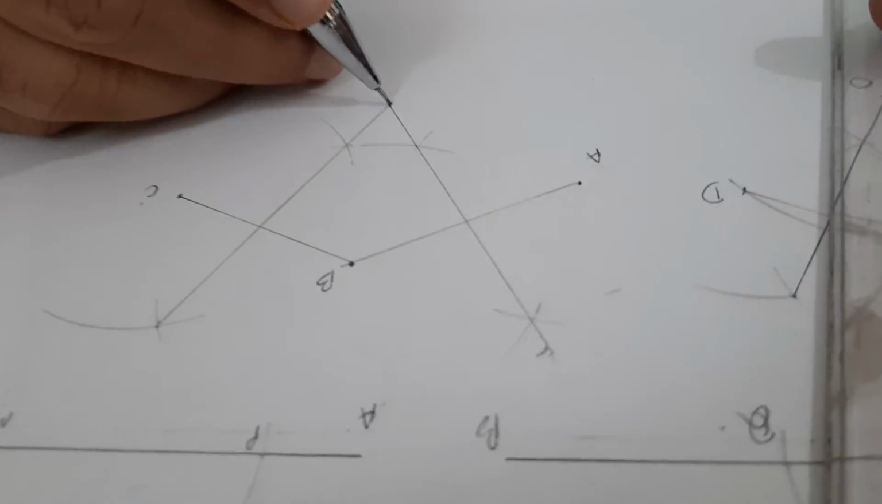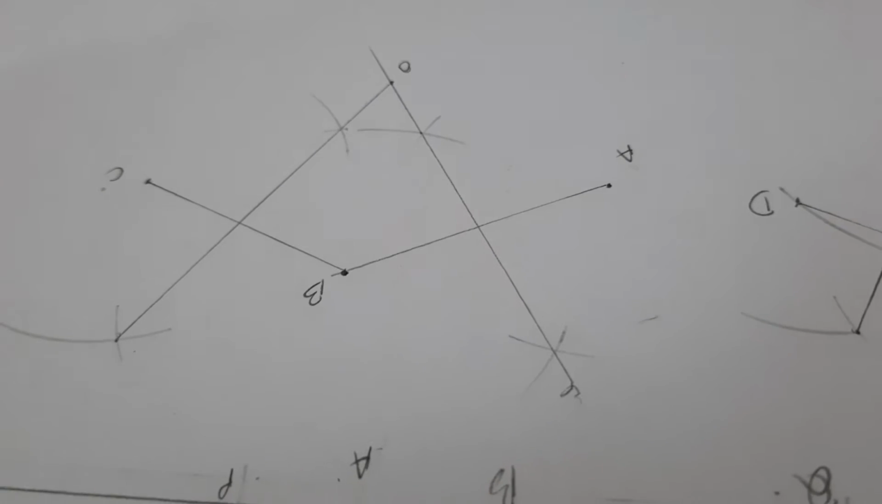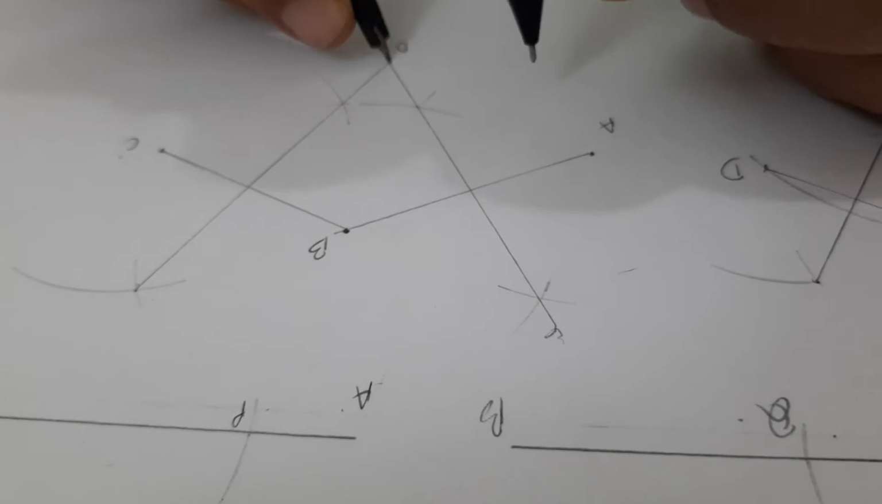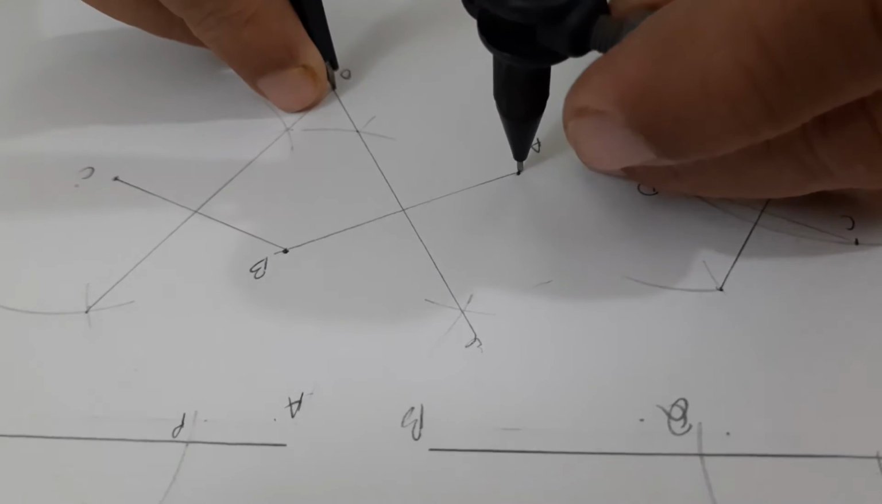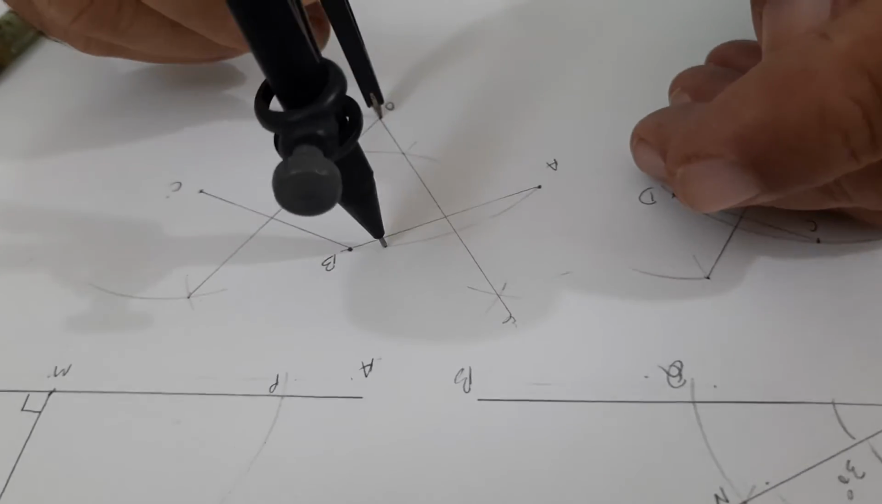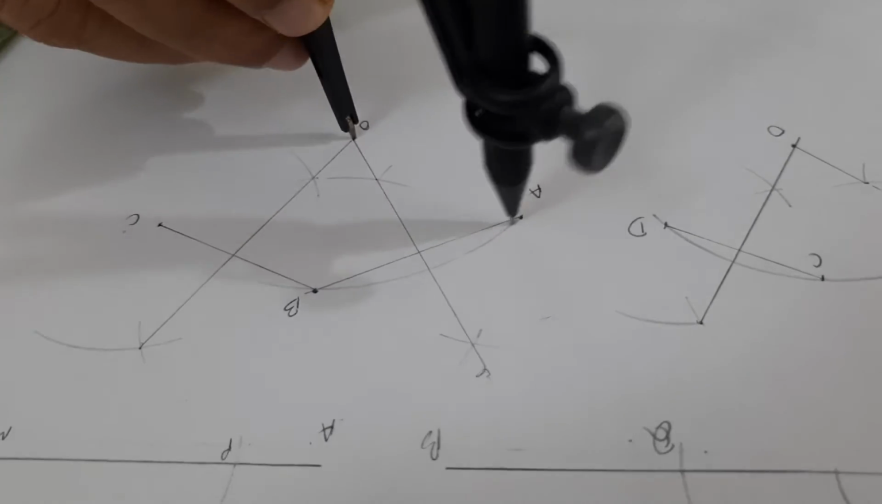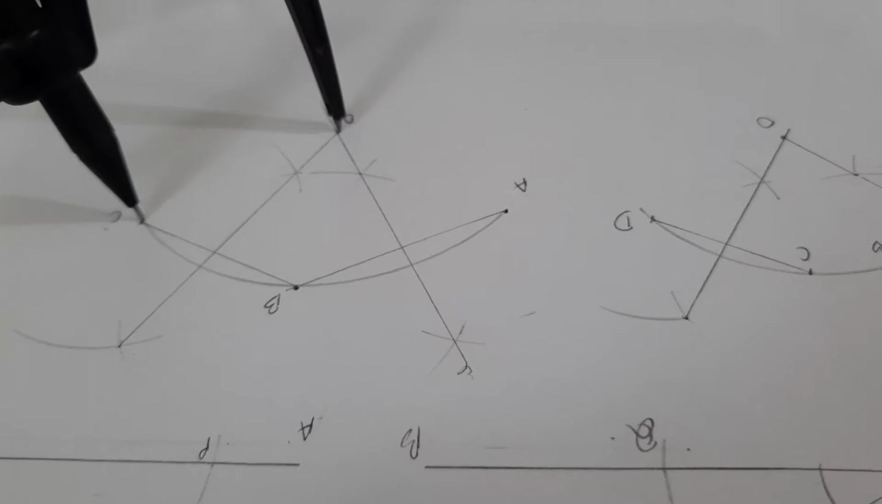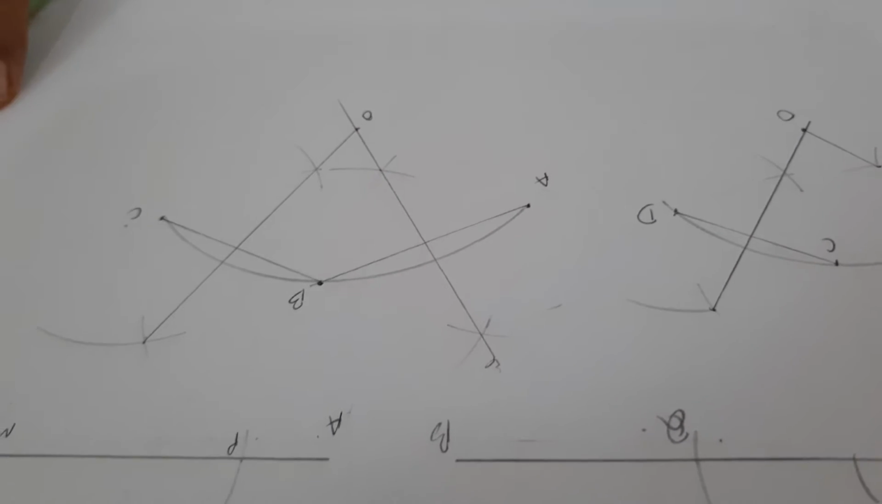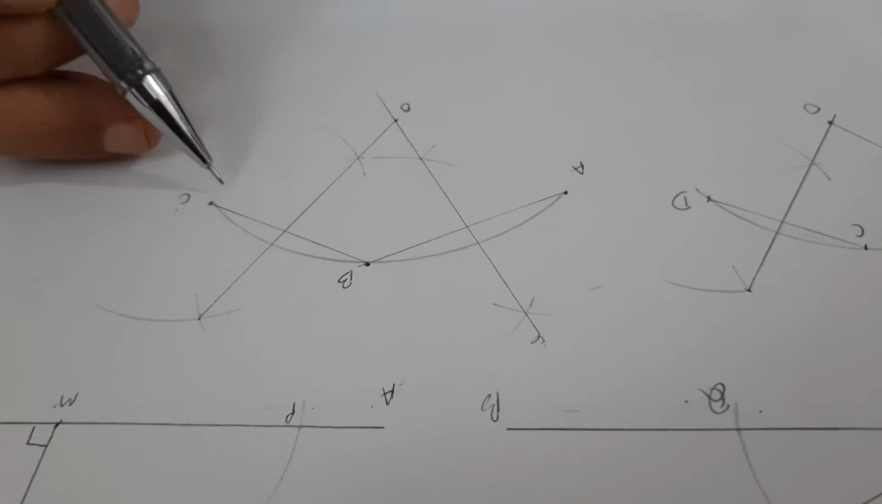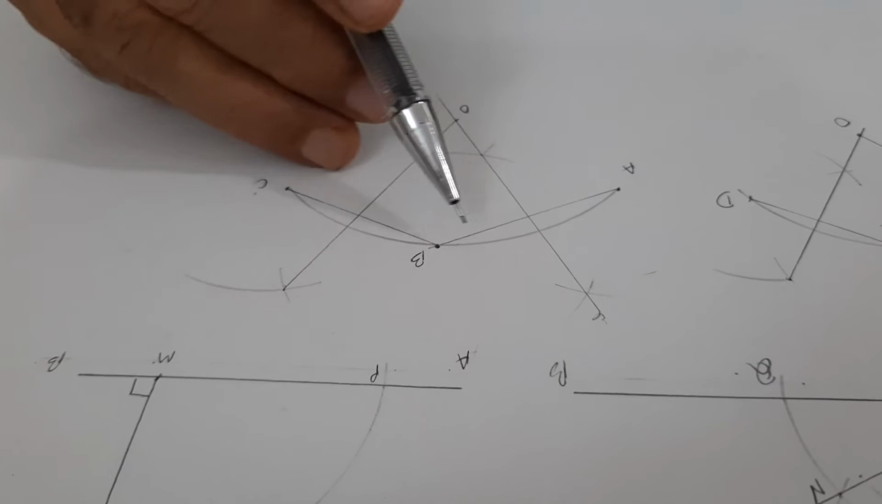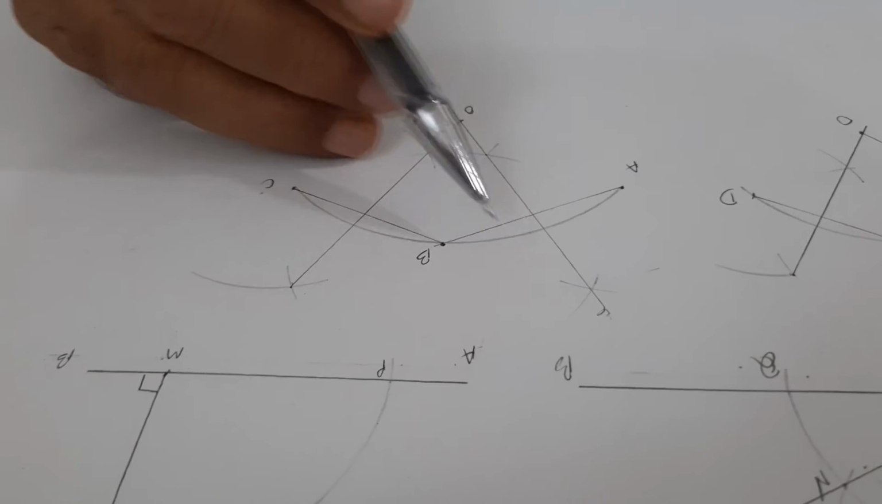Where both bisectors meet, call it O. O is the center, OA is the radius. Draw the arc. It will pass through B and C. So if 3 points are given, you can draw the arc through 3 points by this method.